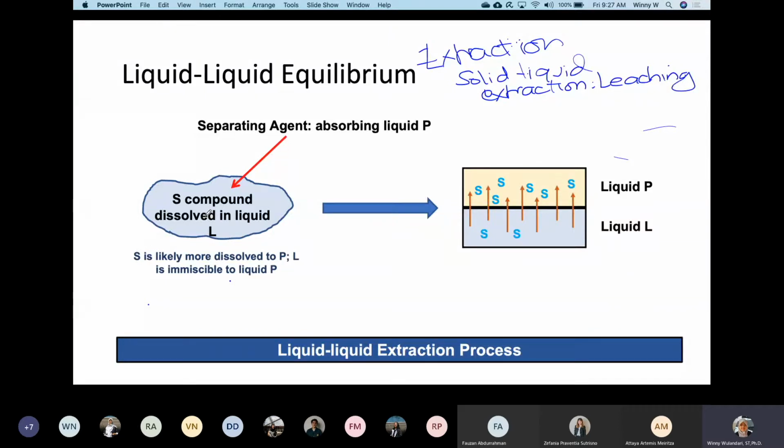So this is called extraction. Liquid equilibrium. We have the S compound dissolved in liquid L, and the S compound that first dissolved in liquid L will dissolve into liquid P. So in the end, we will have two separated liquids. The liquid L, the origin of the material, we call the residue. It's called raffinate. While the P that has extracted the compound S is called the extract. So this is called the liquid extraction process.